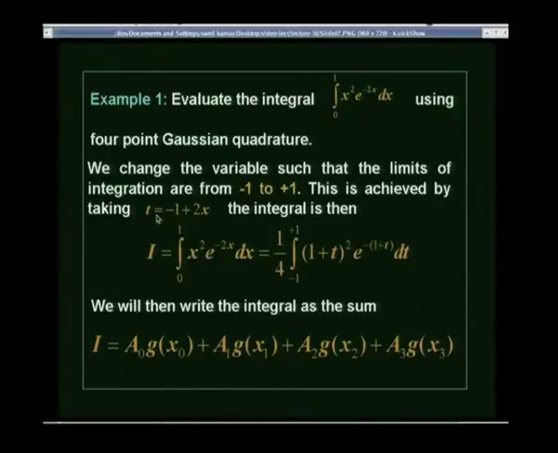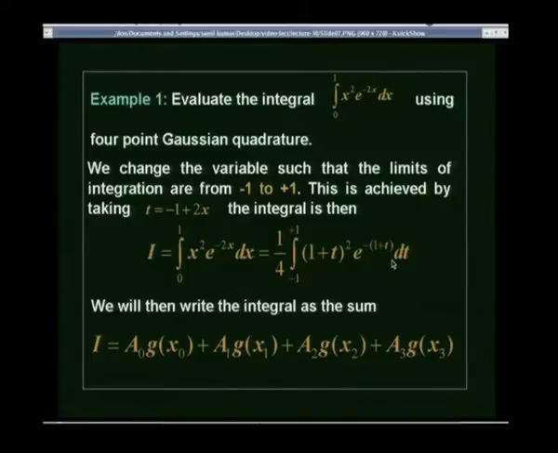that is t equal to -1 plus 2x, and then I can write the integral I as 1 by 4 integral from -1 to +1 of (1 plus t) whole square e to the power of -(1 plus t) dt. Then evaluate the function, and now this function is evaluated at various values of t, and those values of t are the zeros of the Legendre polynomial because of my limits, and the weight is 1 here. So that's the idea.